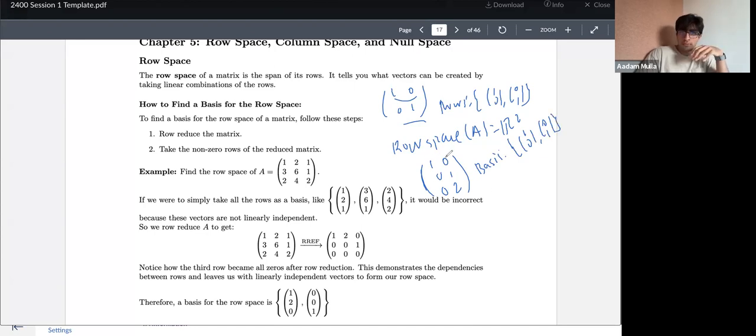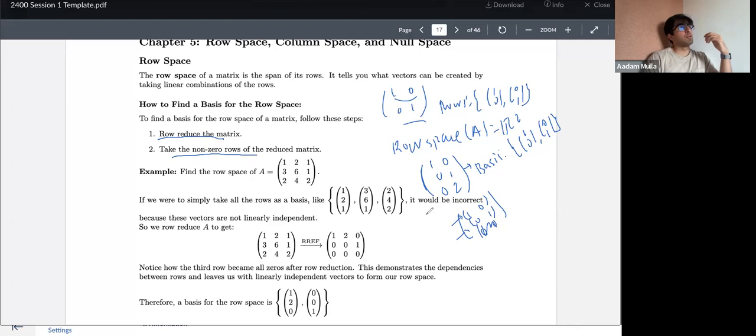We row reduce. If we were to take this matrix and row reduce it, what would we get? 1, 0, 0, 1, and then 2 times this row minus 2 times this row gives 0, 0 here. Step 1 is you row reduce the matrix. Step 2 is you take the non-zero rows of the reduced matrix. So to get our basis, we take this as one basis vector, and this as the other. This one, bye-bye. That's the power of row reduction.